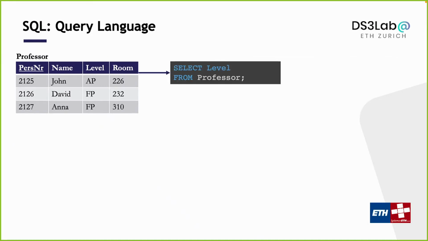And there are actually more. So let's look at this example and this query. On the left-hand side, I have 3 professors. My SQL query is very simple: I select level from professor. There's no where condition, so essentially I don't filter anything out. So what would be the answer to this query?